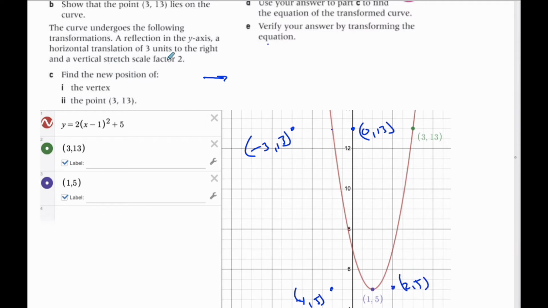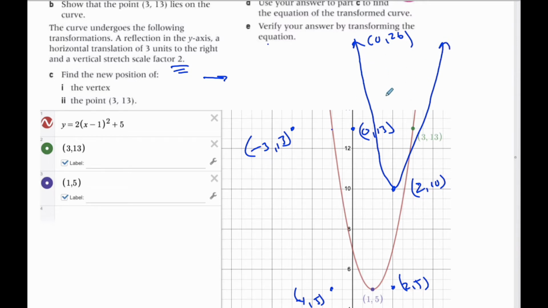And then a vertical stretch of scale factor 2 means the y value gets multiplied by 2. So now I'm going to go from 13 to 26, times 2. So I'm way up here at (0, 26). And (2, 5) will multiply times 2, and I'll go up here to (2, 10). And so my graph ends up being like this.